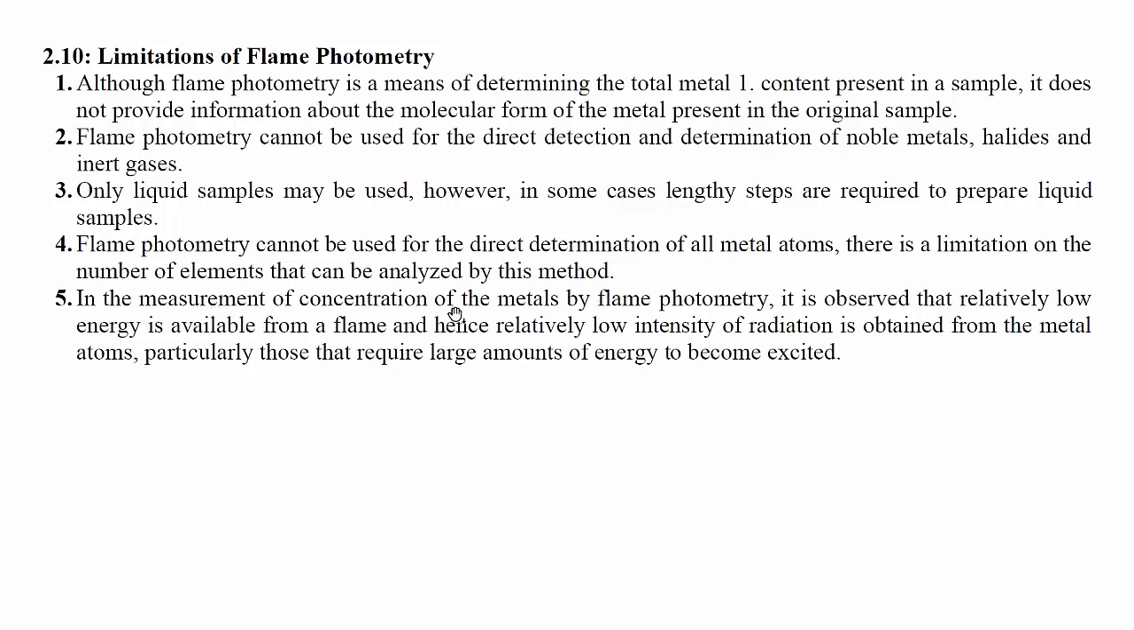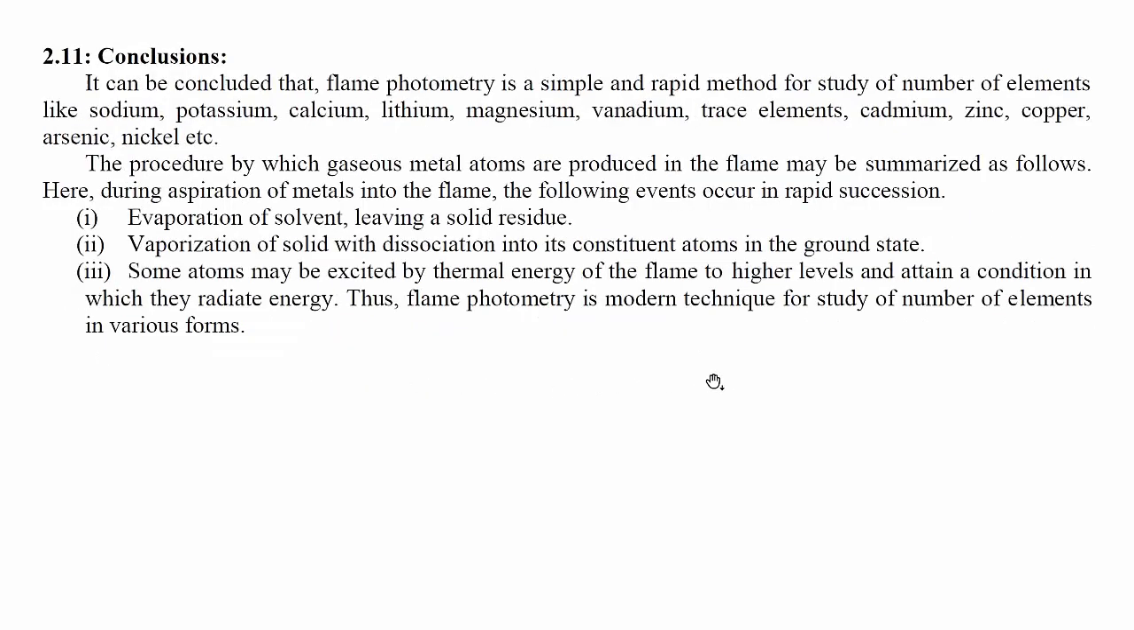5. In the measurement of concentration of the metals by flame photometry, it is observed that relatively low energy is available from a flame and hence relatively low intensity of radiation is obtained from the metal atoms, particularly those that require large amounts of energy to become excited. 2.11. Conclusions. It can be concluded that flame photometry is a simple and rapid method for study of a number of elements like sodium, potassium, calcium, lithium, magnesium, vanadium, trace elements, cadmium, zinc, copper, arsenic, nickel, etc.